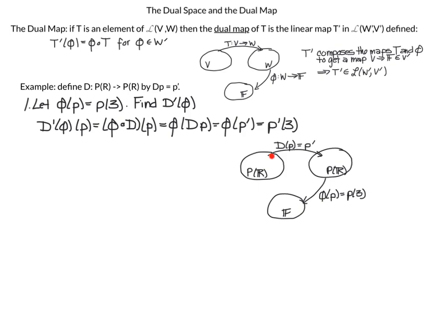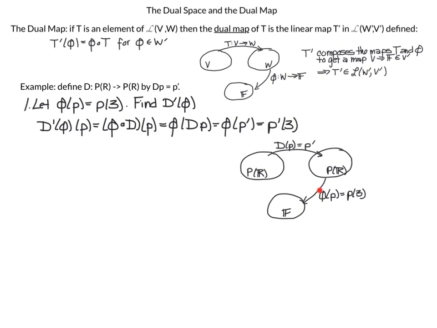And I've drawn this picture here. Again, our original transformation goes from the space of polynomials to the space of polynomials, P(R) to P(R). And our derivative function then maps from our space of polynomials to our space of polynomials. Next, we took phi, which maps from W to our scalar field. And in this case, phi is equal to P of 3. So finally, our dual map will take this function phi and create a new function, phi composed with D. So when we plug in a polynomial, we get P prime of 3.